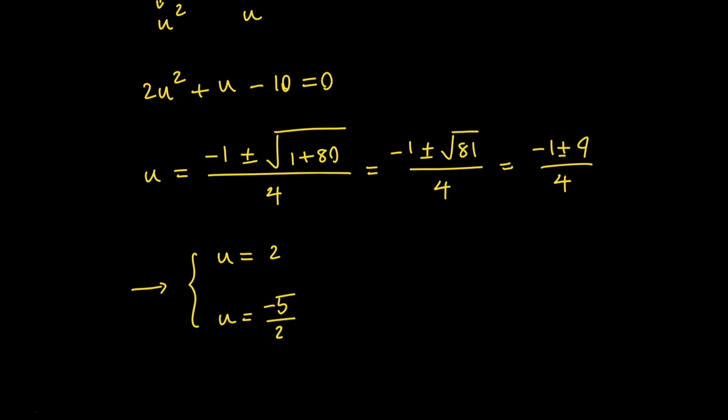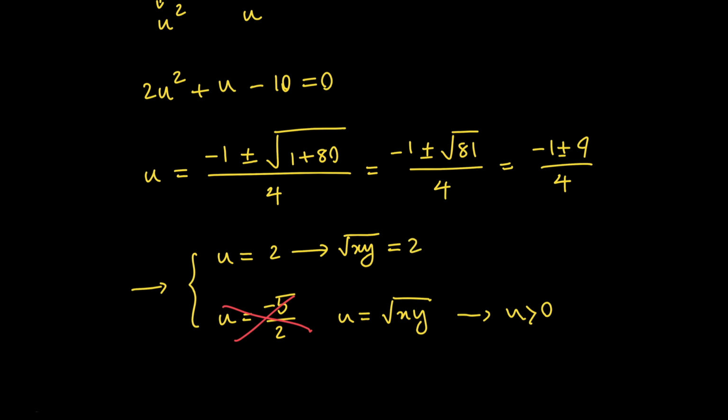Now remember that u is equal to the square root of x times y, which means that u is positive. Therefore, this is not a valid solution. And the only valid solution for u is 2. So u equals 2, which means that the square root of x times y is 2, and that means that x times y is 4.